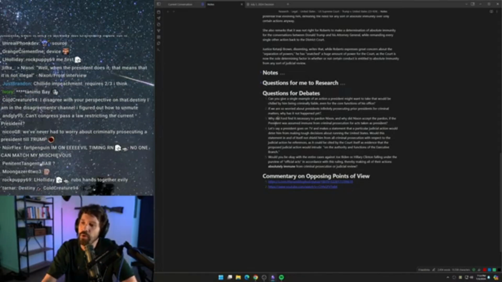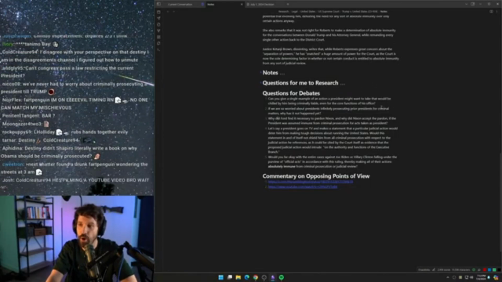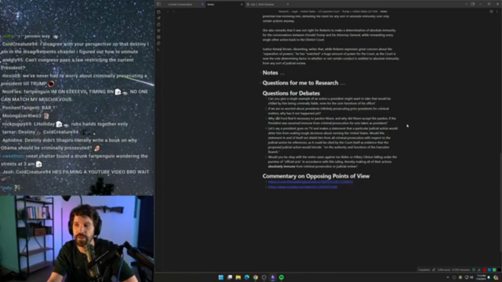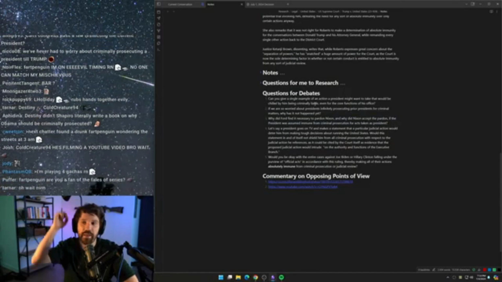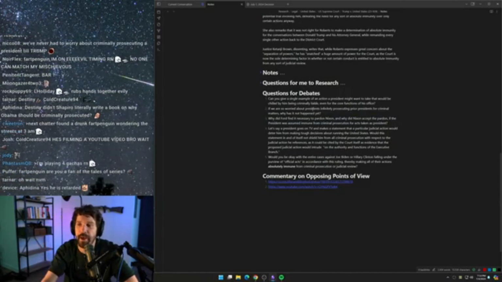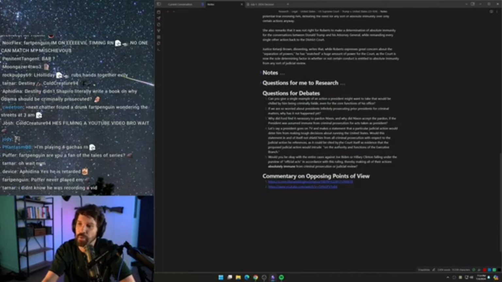The third point here is, why did Ford find it necessary to pardon Nixon, and why did Nixon accept the pardon if the president was assumed immune from criminal prosecution for acts taken as president? I guess I brought that up for the first point. Everything that Nixon did, he could have argued was part of his core powers. The people that he communicated with, these were acts of the president, and probing any of these might weaken the executive and make them fearful in the future of performing other acts.